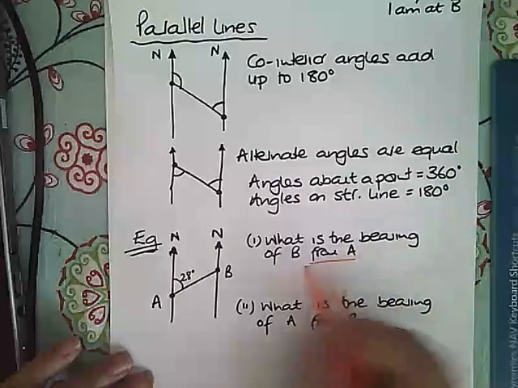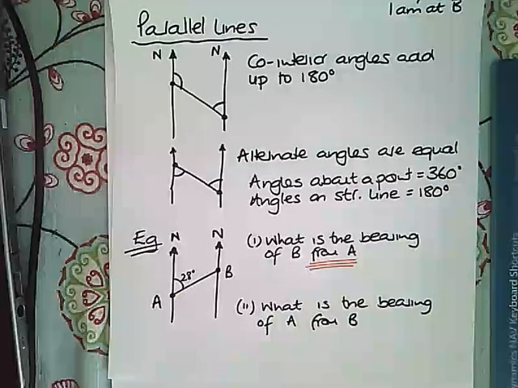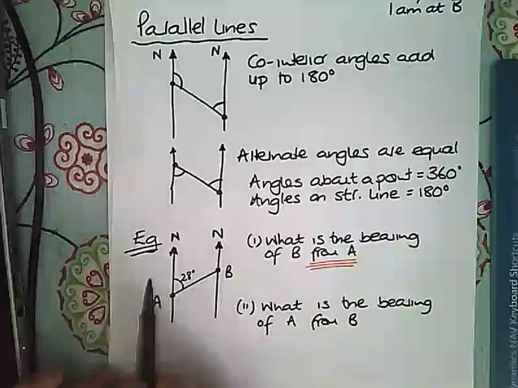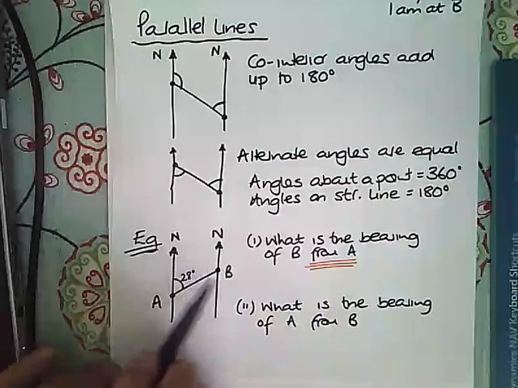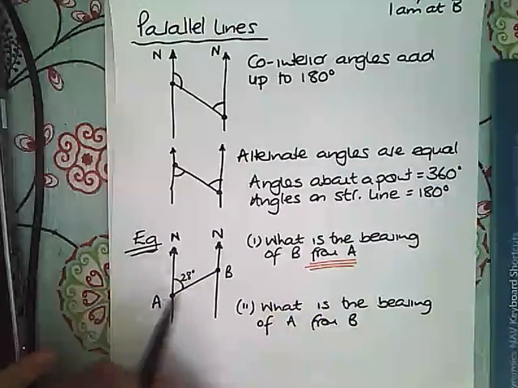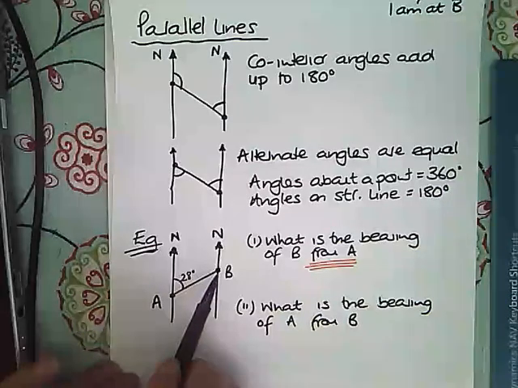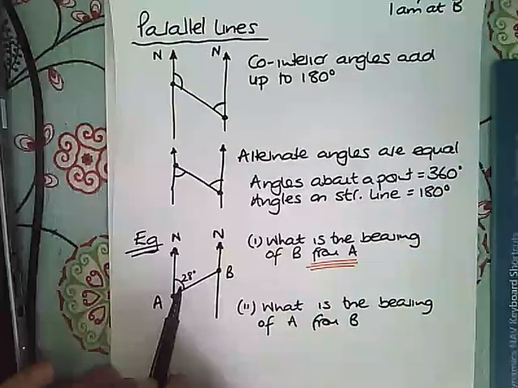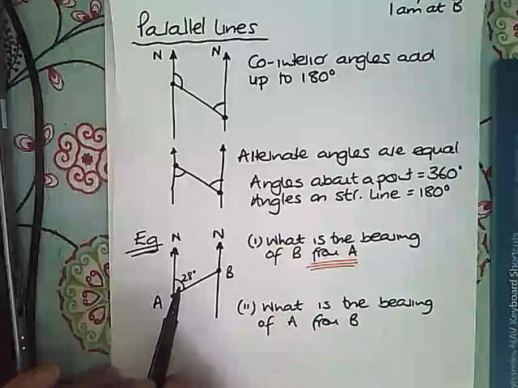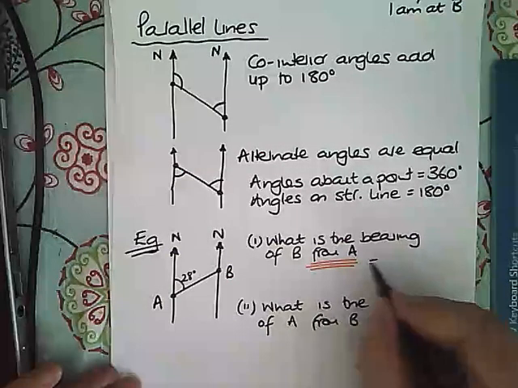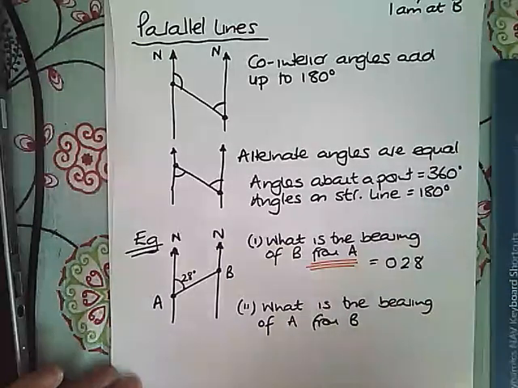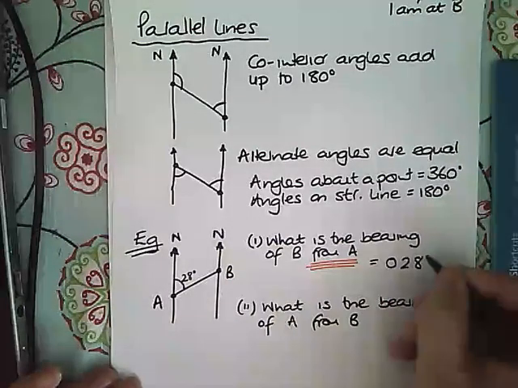So on this first one, I am standing at A, and I want to know what angle I have to turn through in order to walk along the line to get me to B. Now I have to turn through 28 degrees, that's given to me on the diagram, but that is not a bearing because it's not 3 figures. So my answer to this would be 028 degrees.